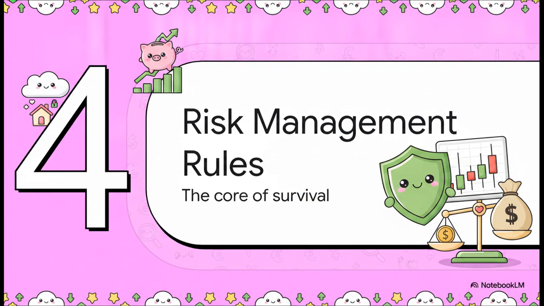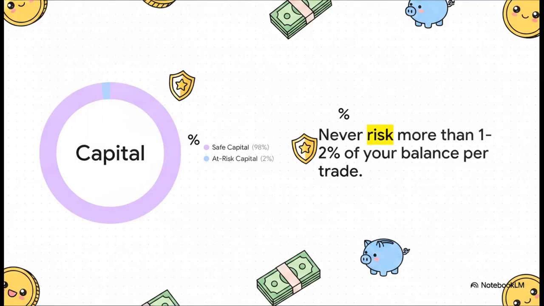Strict risk management rules, the absolute core of your survival as a trader. And this brilliantly illustrates what separates a seasoned professional from someone who's basically just gambling. It's a strict, uncompromising adherence to capital allocation. The golden rule. Maintain a massive 98% of your capital as completely safe by never ever risking more than 1 to 2% of your total balance on any single trade. Guarding that 98% is literally what keeps you in the game for the long haul.